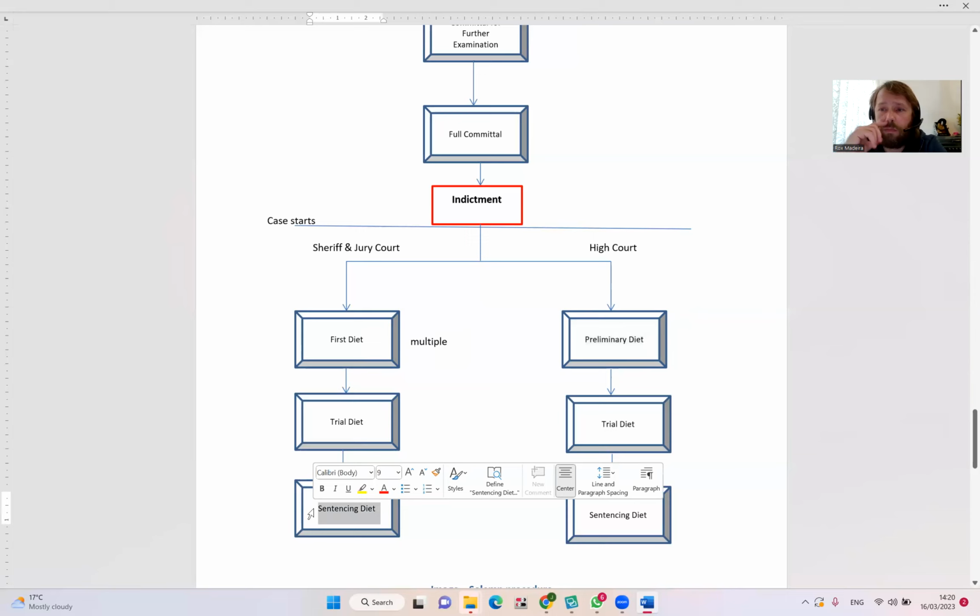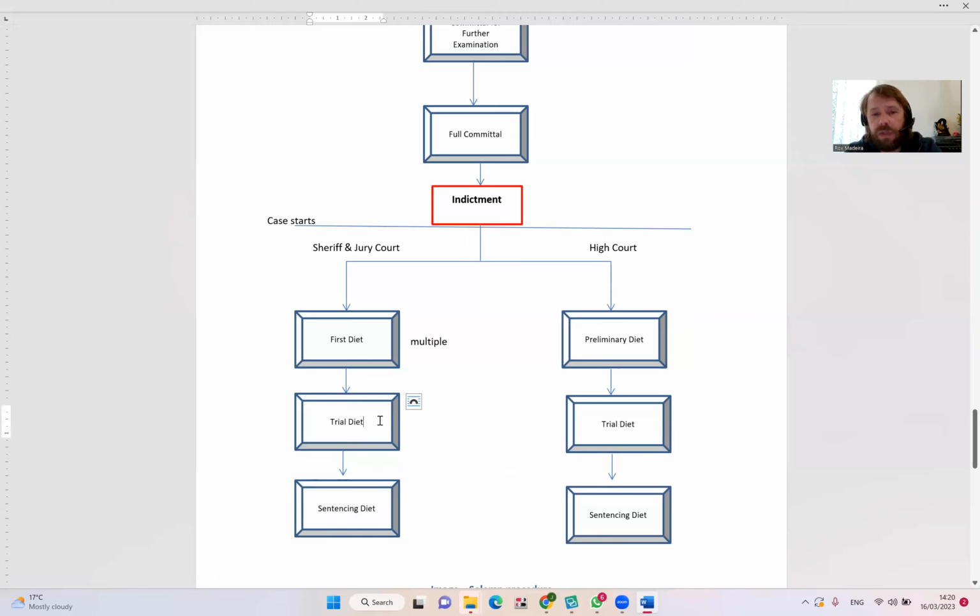Now, once again, in the previous video, I explained that in summary procedure, you don't always get a separate sentencing diet. Quite often, the judge just sentences the accused there and then if he's found guilty. In solemn procedure, usually you get a sentencing diet. I can't remember any case where there wasn't a separate sentencing diet, just because of the nature of the offenses. They're more serious. So invariably, there'll be a separate hearing just for sentencing.